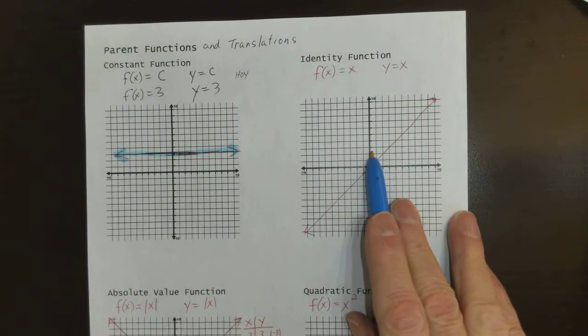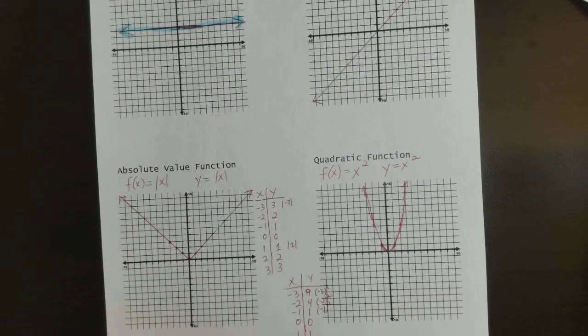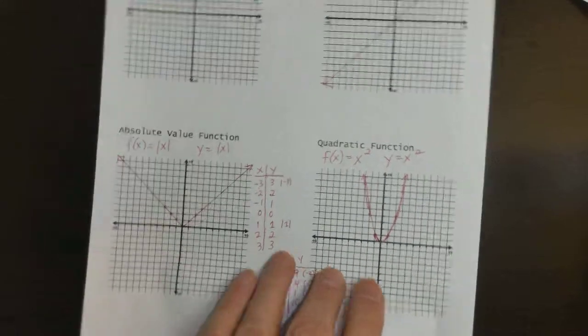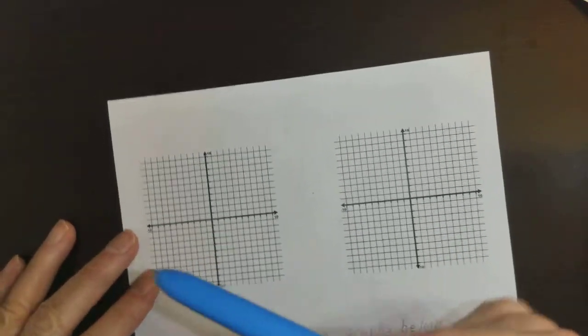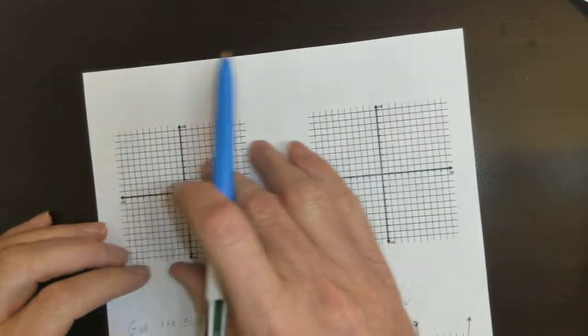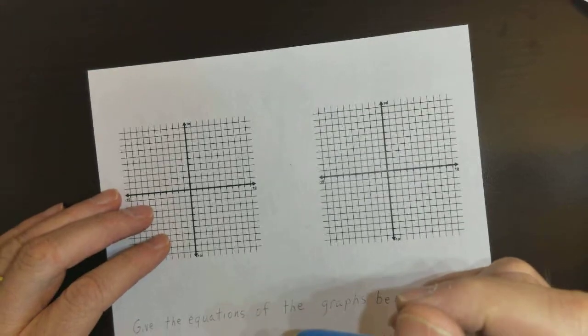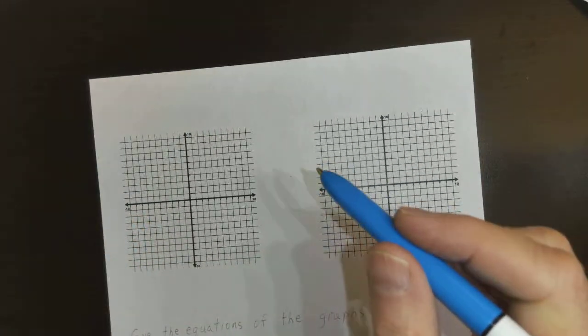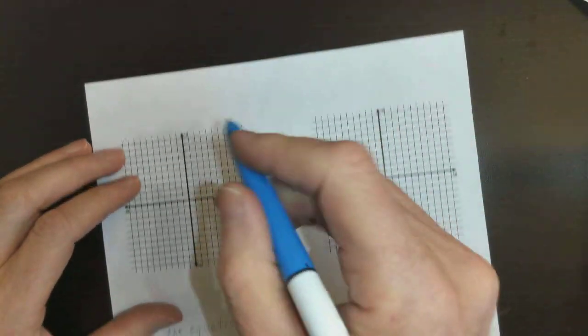So here are our parent functions: constant function, identity function, the absolute value function, and the quadratic function. Be familiar with those. Now, I want to start talking about translations, and that is just sliding the parent graphs around. I want to deal with just the absolute value and the quadratic.